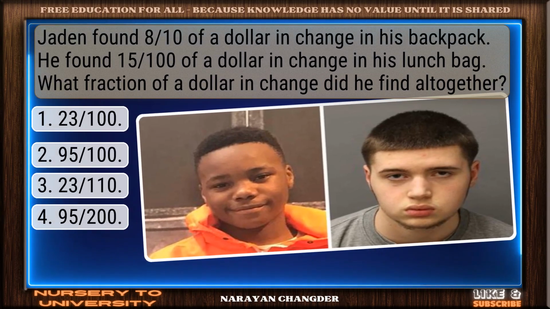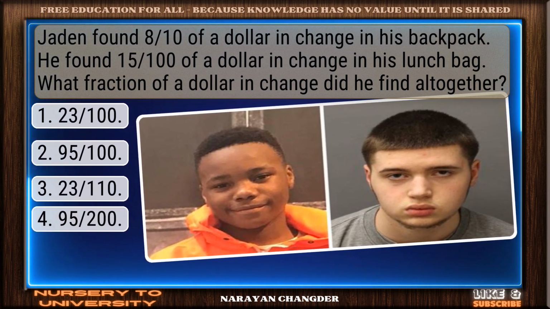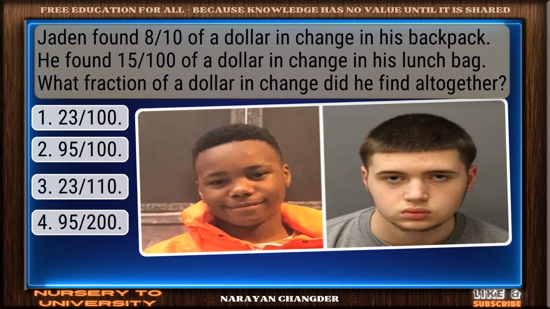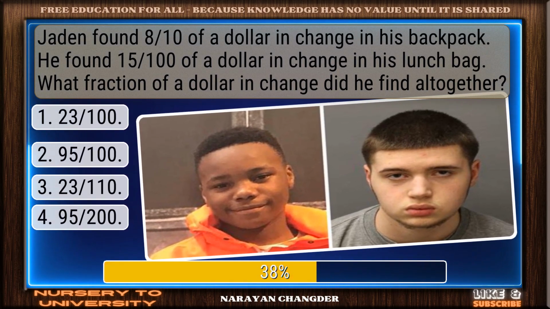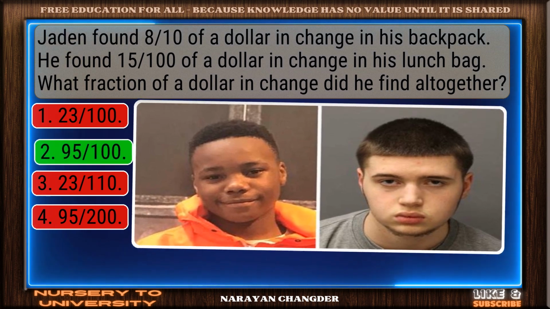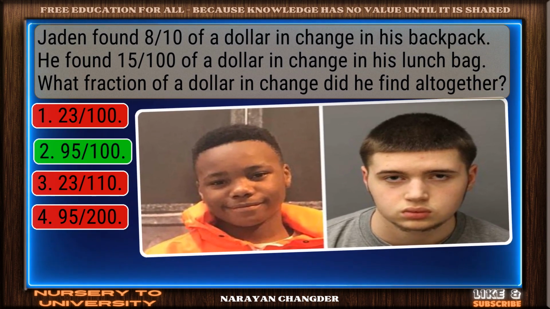Jaden found 80/100 of a dollar in change in his backpack. He found 15/100 of a dollar in change in his lunch bag. What fraction of a dollar in change did he find altogether? Clear logic. Your choice 95/100 is sound and 100% true.